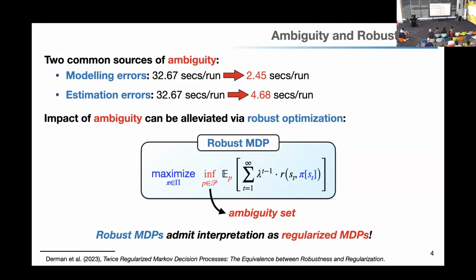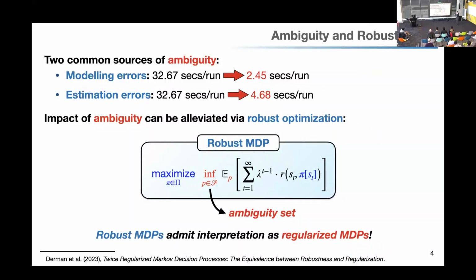Now, in a robust MDP, we again want to find a policy that maximizes the expected total discounted reward. But now we assume that the one-step dynamics that are given through the transition kernel P are not known exactly, but we only know that they belong to some ambiguity set script P. And we play a game against an adversarial nature where we need to find a policy pi that performs best in view of the worst transition kernel from within this set script P, the so-called ambiguity set.